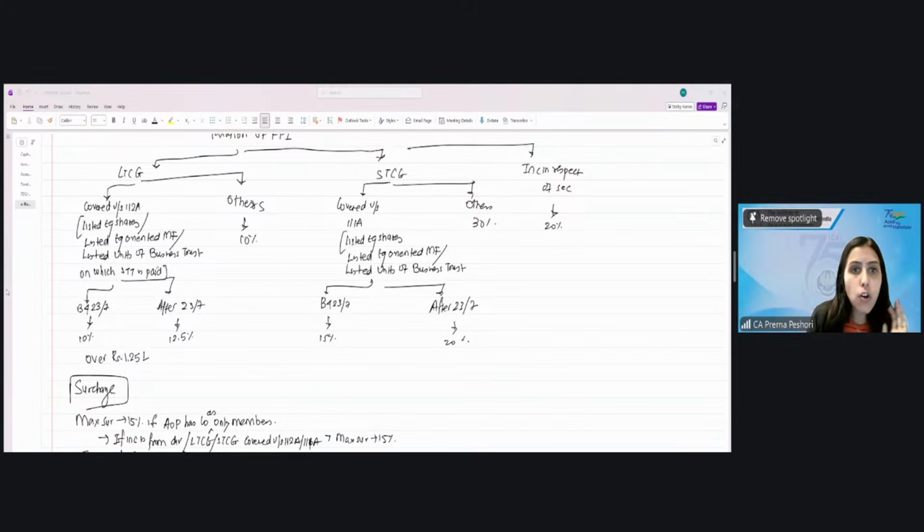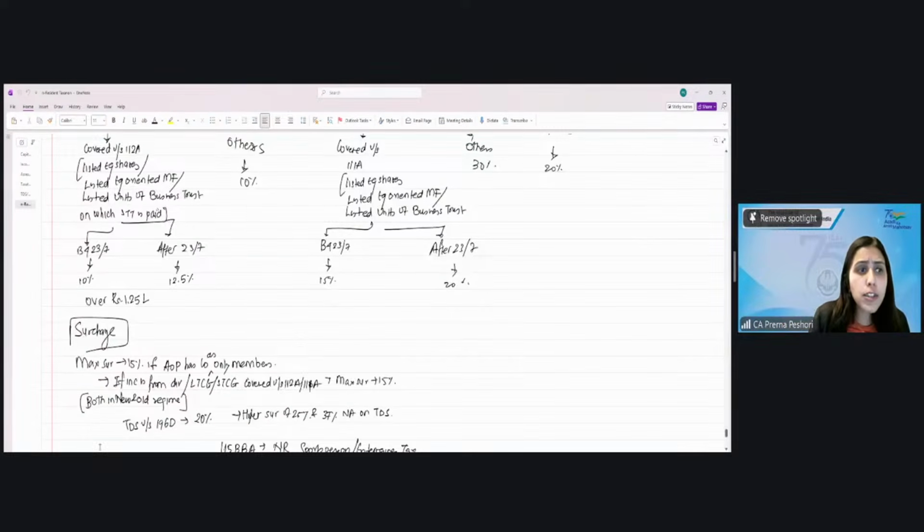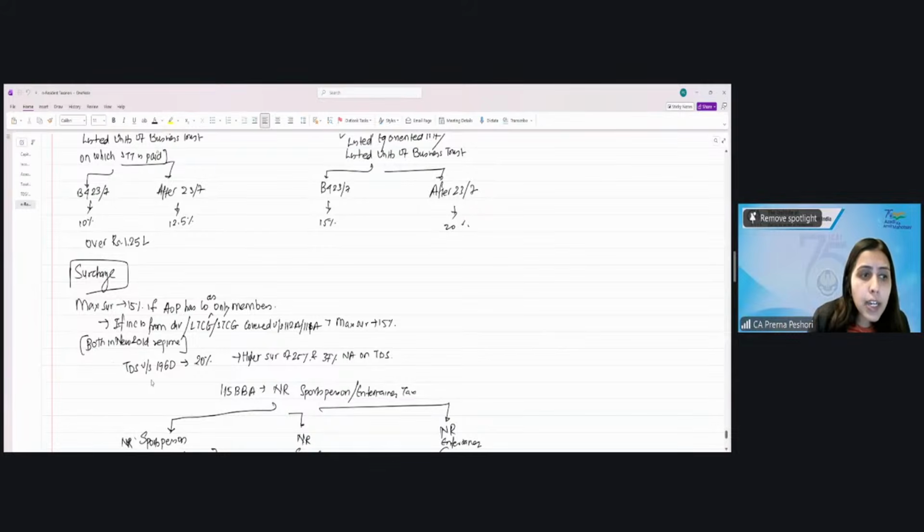Any income in respect of securities other than mutual funds is 20%. If it is a mutual fund, it is 10%. Plus there will be surcharge applicable. However, what is the maximum surcharge? 15% if the income is in the nature of dividend, LTCG, or STCG covered under 111A, 112A, under both the new and the old regime. And if the FPI is an AOP which has only companies as members, again the maximum surcharge is 15%. There is a TDS applicable under 196D, which is 20%.